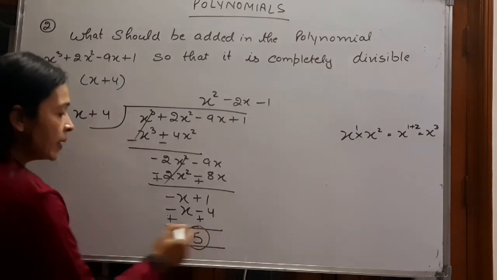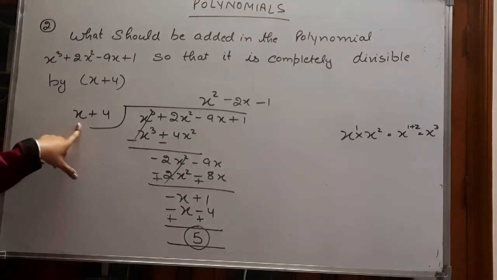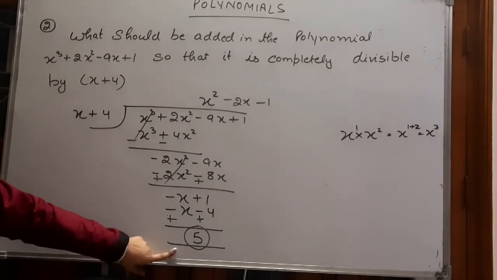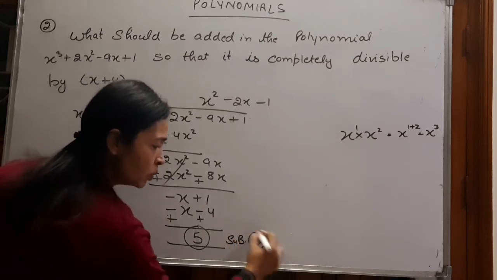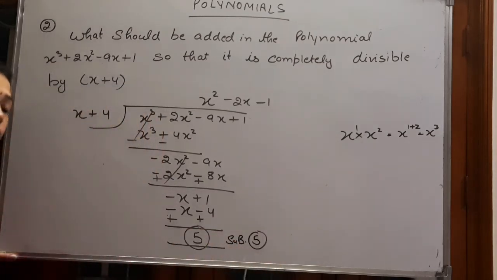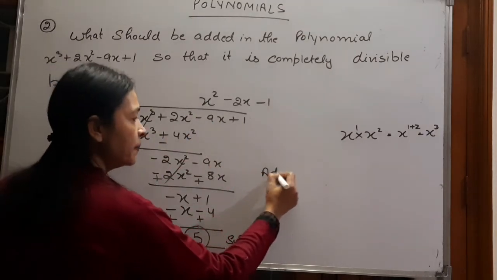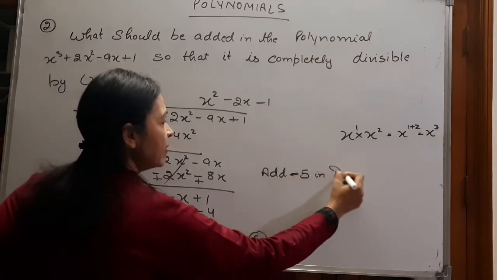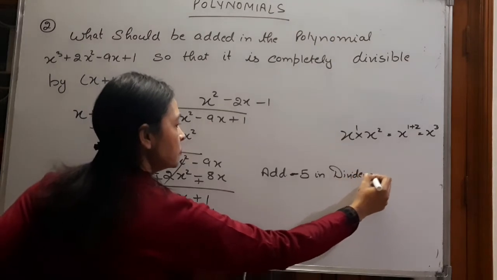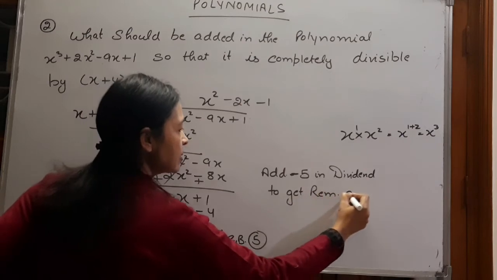Now, if this polynomial is completely divisible by x plus 4, it means the remainder must be 0. But in our case, our remainder is 5. We have to subtract 5 from this to get remainder 0. What does this mean? It means we have to add minus 5 in the dividend to get remainder as 0.